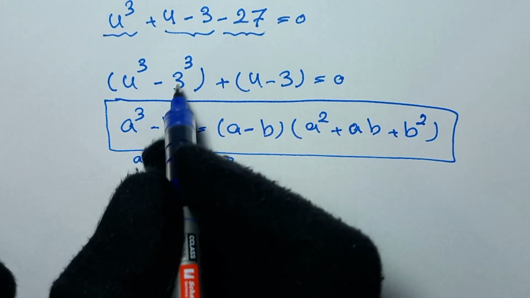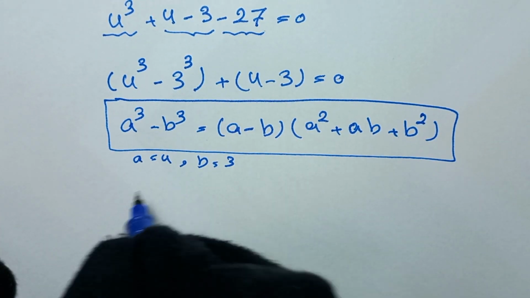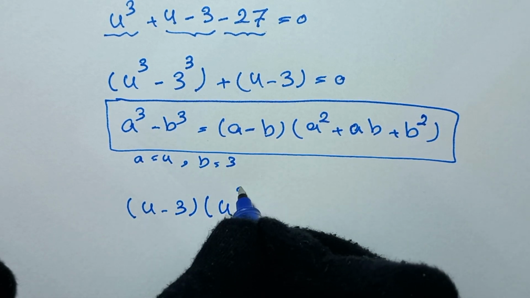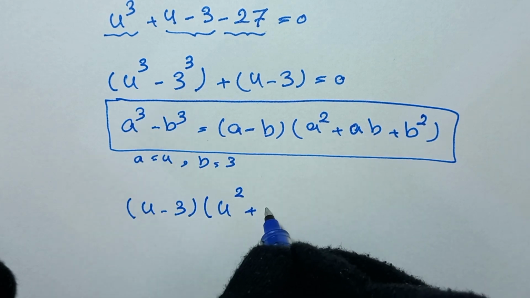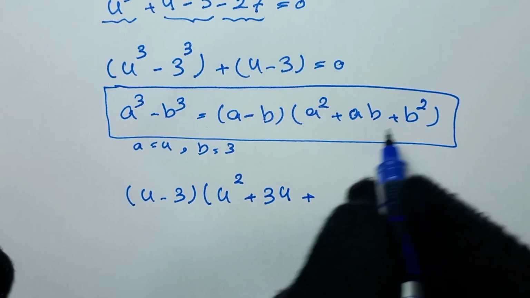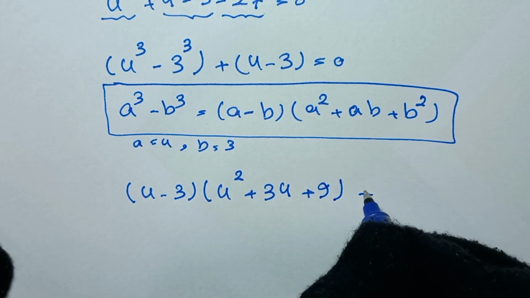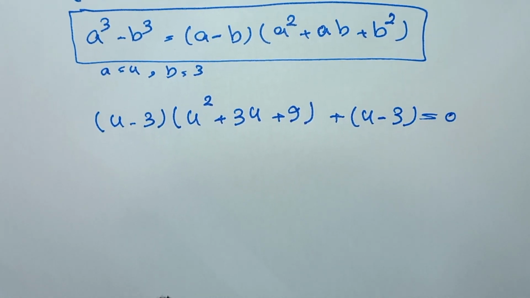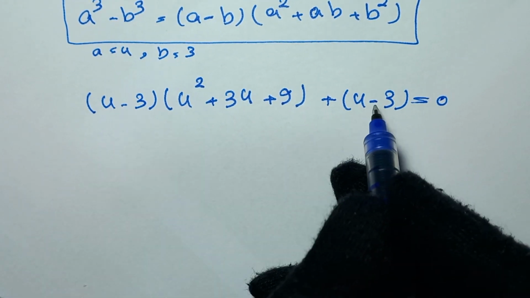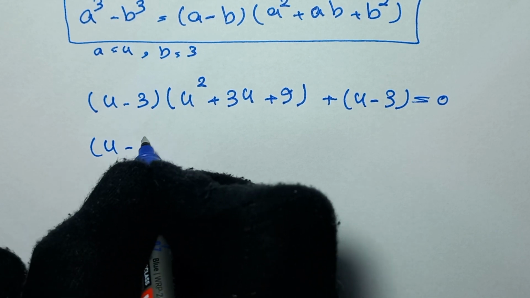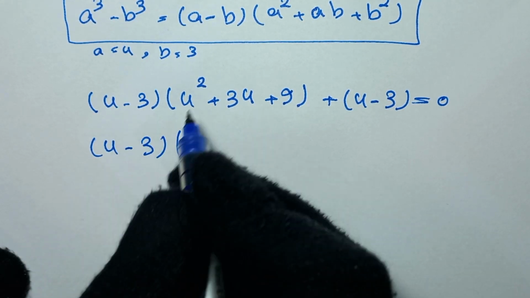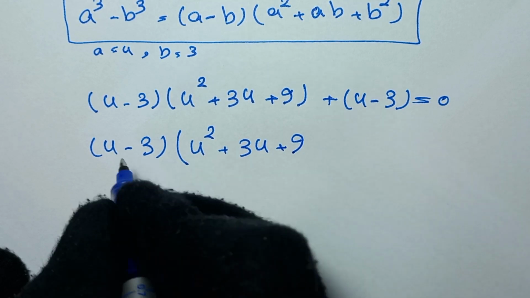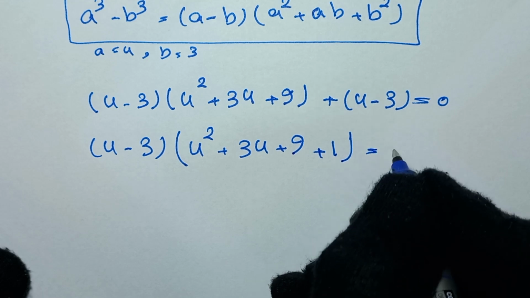So, we write this in this form and it will be a minus b, it will be u minus 3, times a squared, it will be u squared, plus ab, it will be 3u, and plus b squared, it will be 3 squared is 9, plus u minus 3 is equal to 0. And in here, u minus 3 is common, so I factor u minus 3, and this divided by this, it will be u squared plus 3u plus 9, and this divided by this, it will be 1 is equal to 0.